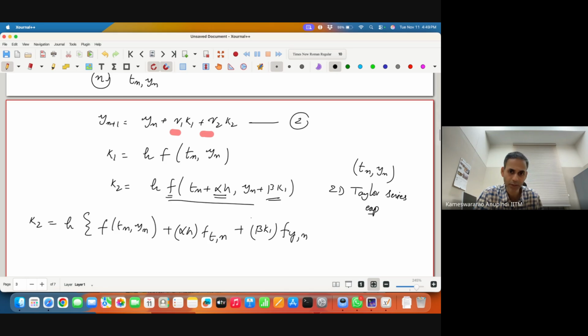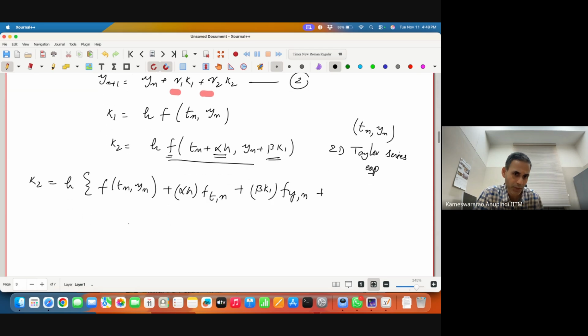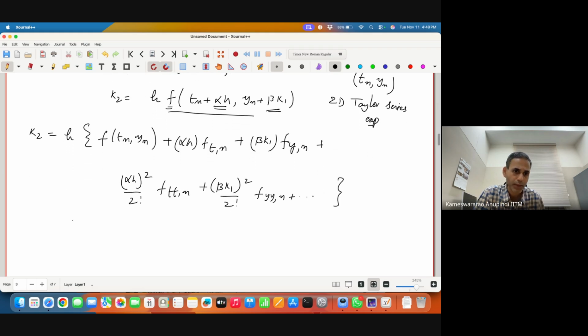I have to take this derivative with respect to n, and then we may have second order terms which are alpha h square by 2 factorial f_t comma n plus beta k1 square by 2 factorial f_y comma n plus and so on. Okay, that is what we have. That means if I were to write this thing, this is going to be h times f of, okay, so this is what we have.